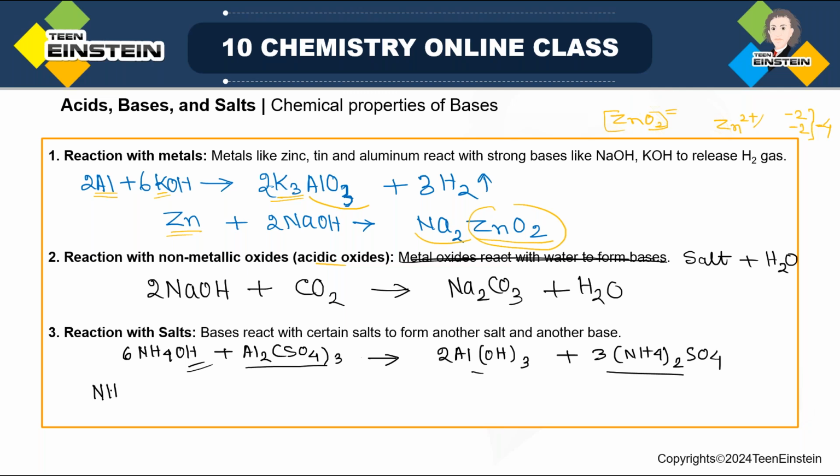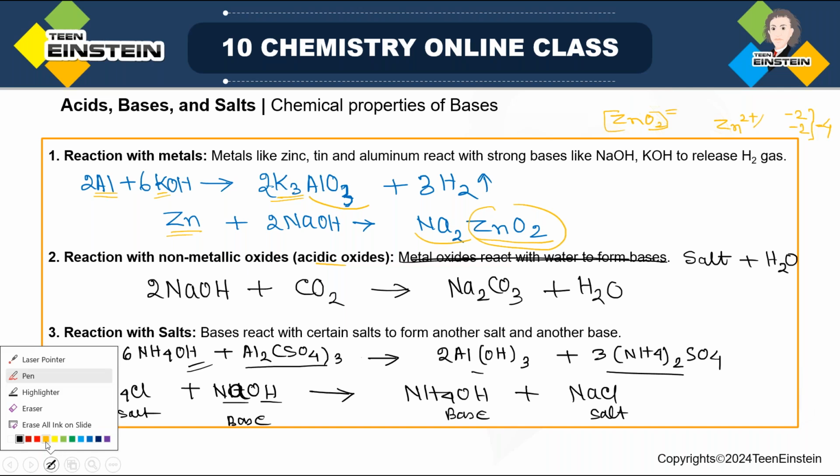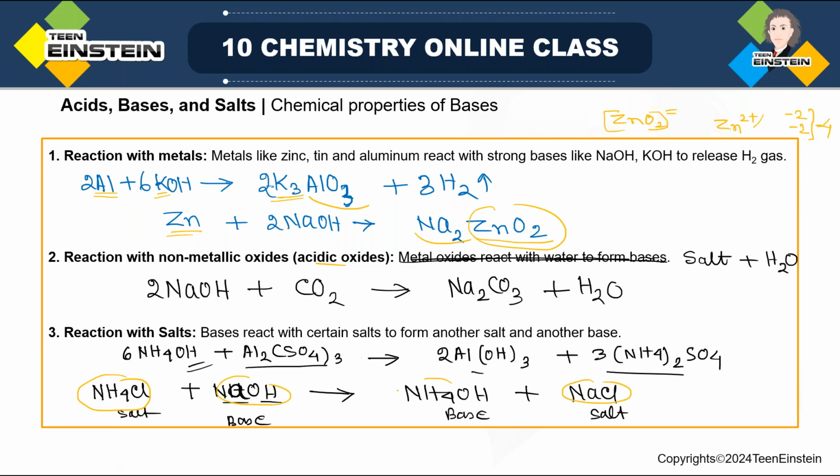One more example, ammonium chloride. Now this is the salt, and NaOH. So this is salt, this is base. Now NH4 will take this anionic part. So you are getting a new base, and Na and Cl together. So this is the salt. So see, the same logic you can apply here. You have started from one type of salt, you are getting another type of salt. You have started from one base, you are getting another base.